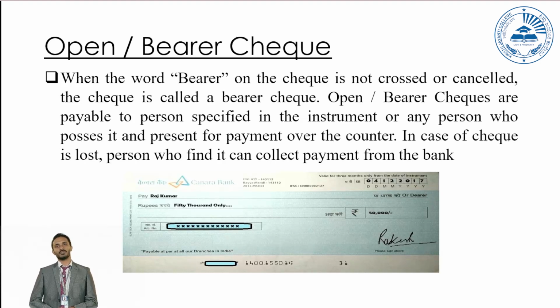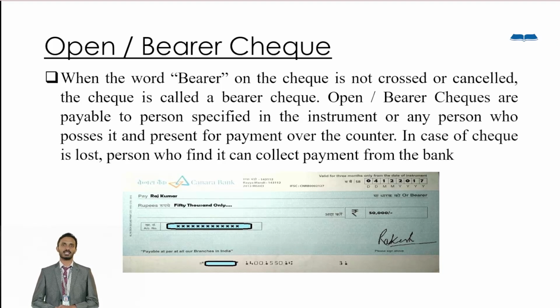So from the term, we can understand bearer. Bearer means one who carries, right? Yes. So when the word bearer on the face of the check is not crossed or cancelled, the check is known as a bearer check. Bearer checks are payable to persons specified in the instrument or any person who possesses it and presents it for payment over the counter. So a bearer check is nothing but this: whoever has possession of the instrument has the right to encash it over the counter of the bank. So a bearer check includes the possession of the check.